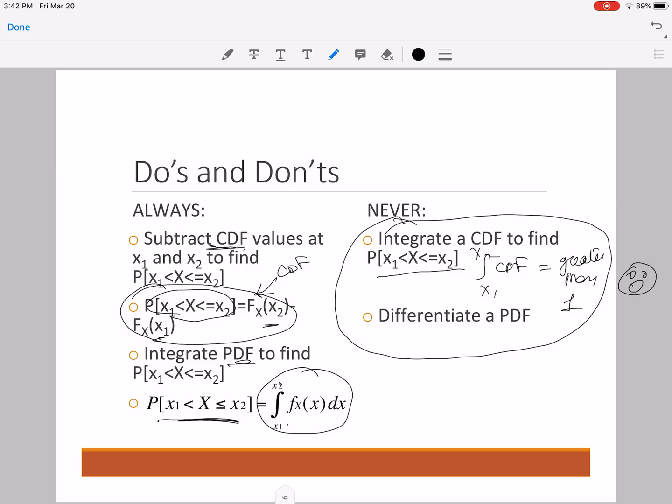Sometimes it's also tempting to differentiate the PDF in order to calculate the probabilities. Such things happen when you have not reviewed the concepts. So make sure that you are aware of these two concepts so you will never fall into these pitfalls. So never differentiate a PDF either, because the rate of change of a rate of change doesn't mean anything.